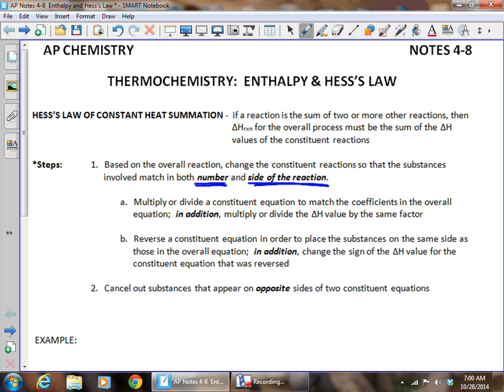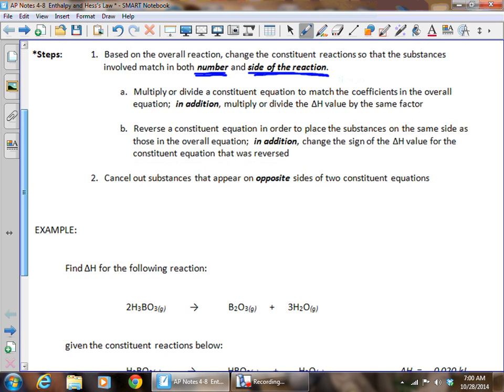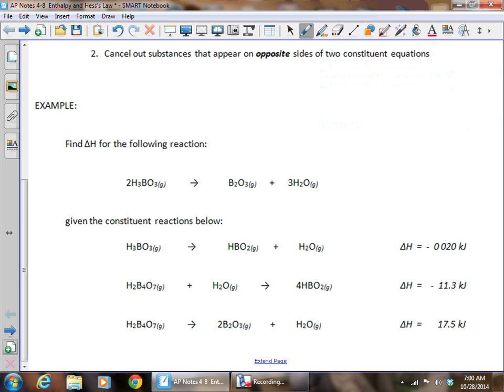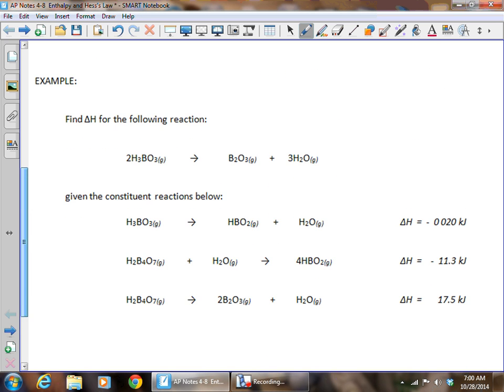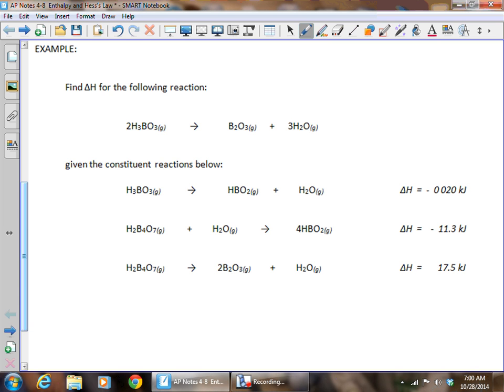Okay, now those rules may not have made any sense until we actually do this in a problem. So let's look at this particular one. Let me get it lined up here a little bit better. So what this says is that we have a reaction, and they may give you the overall reaction first. They may give you the overall reaction last. It doesn't matter. It doesn't change anything. But in this particular reaction, it tells us that we have two H3BO3s, and it's forming B2O3 and 3 H2Os. And we want these step reactions down here to match that reaction.